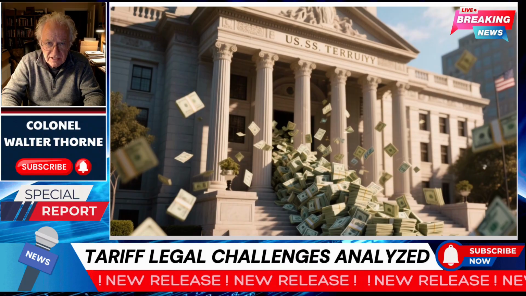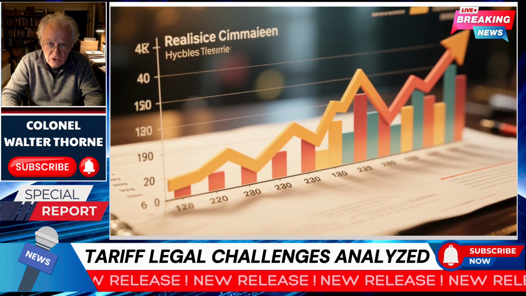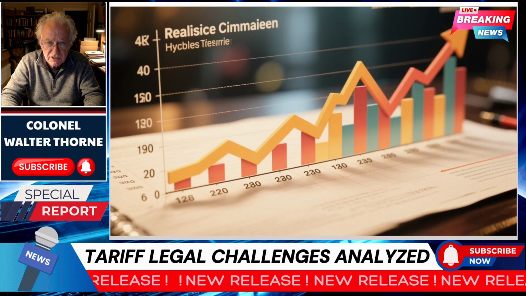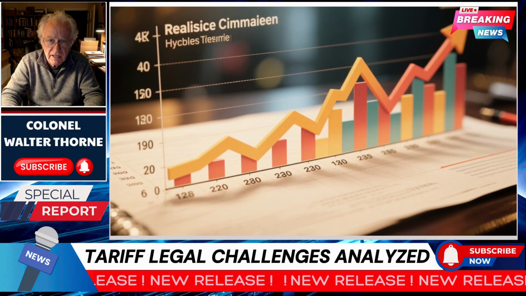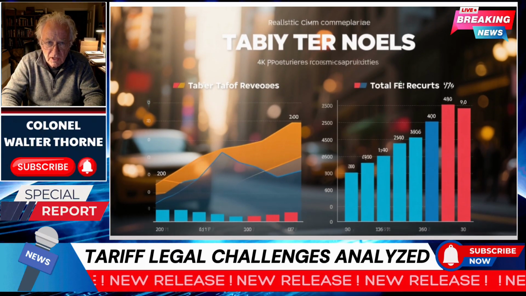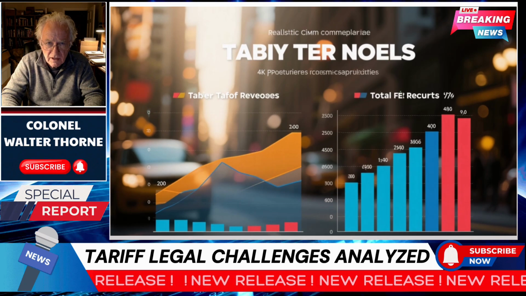Individual income taxes contribute approximately 50%. Payroll taxes contribute approximately 35%. Corporate income taxes contribute approximately 7%. Tariffs are a modest revenue source relative to total government financing. The revenue also comes with economic costs.